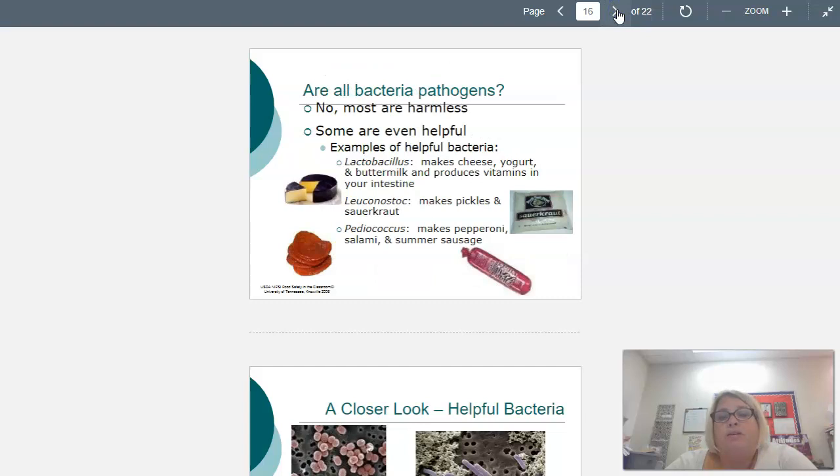Okay, most bacteria are not pathogens. Some are either not affecting you at all or they're actually helpful. Some that are helpful are like the lactobacillus, which make cheese, yogurt, buttermilk. It helps produce vitamins in your intestines. You've got the leuconostoc, which makes pickles and sauerkraut, so it sours things. And then you have the pediococcus, which makes pepperoni, salami, summer sausage. It helps to purify all of that.